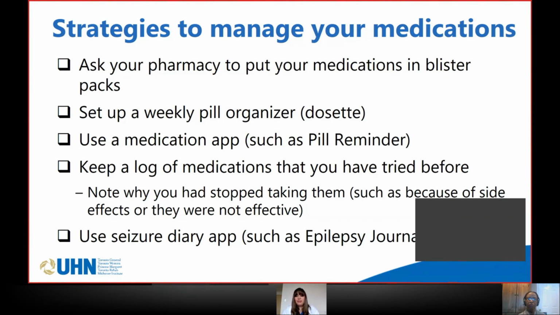We also suggest keeping a log of the medications that you've trialed, and to keep a record of ones that have been stopped, whether they were stopped because they didn't work for you, or if they had to be stopped because of side effects, and what kind of side effects you experienced at that time. This kind of information is really helpful for any new doctors you might be meeting in the future to have a good understanding of your history so that they can make the best plan for you moving forward.